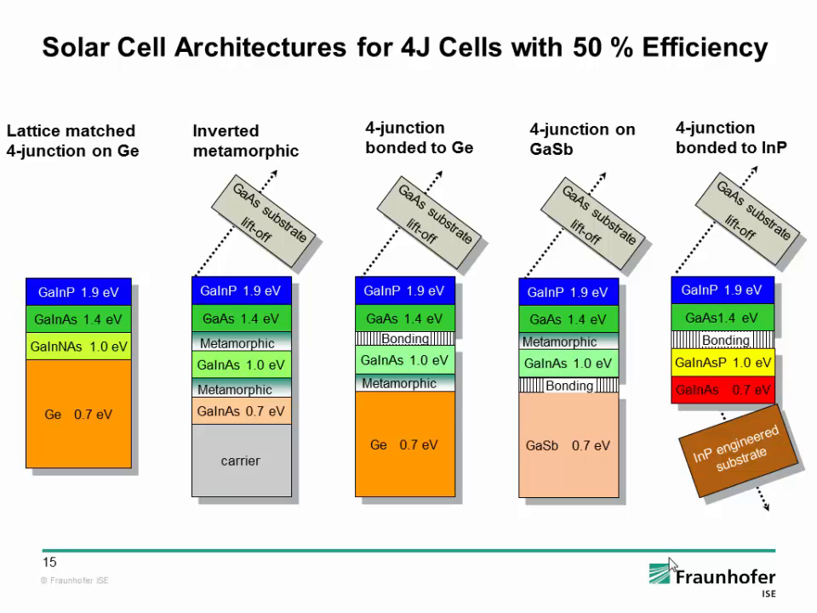Then we also have ideas for 4-junction solar cells where we have a bonding layer in between. This is also true for a 4-junction solar cell on a gallium antimonide substrate. And at the end, we also have a 4-junction solar cell where we use engineered substrates. So what you see here are different combinations of III-V materials, with names like metamorphic, bonding, and different substrates.